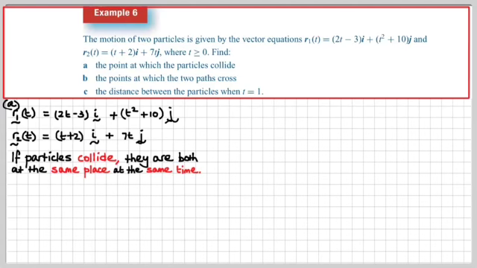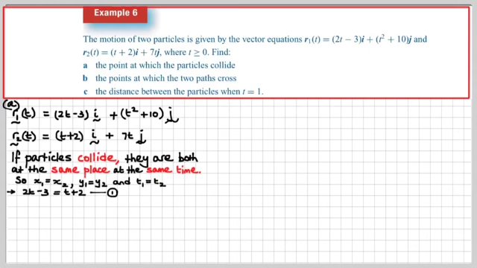collide. As I said earlier in the preamble to this question, if the particles collide, they are both at the same place at the same time, yes? So this is x1 from particle 1, position 1. This one here is x2, this one is y1, this one is y2. So x1 has to be equal to x2, y1 has to be equal to y2, and of course at the same time means that t1 has to be the same as t2.